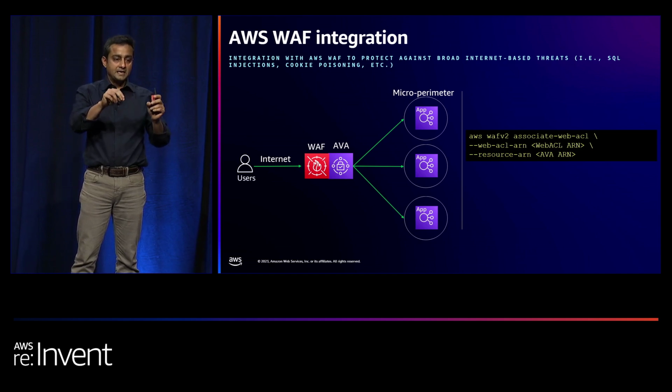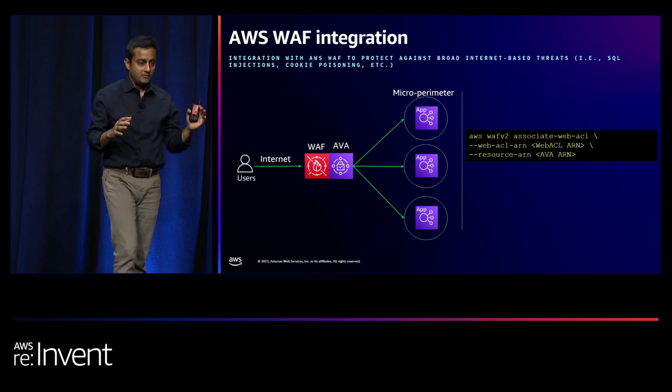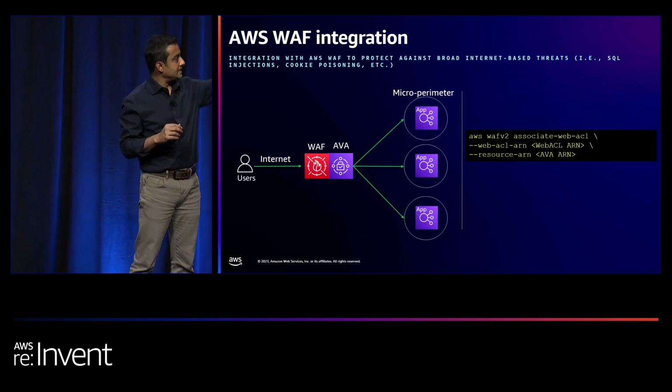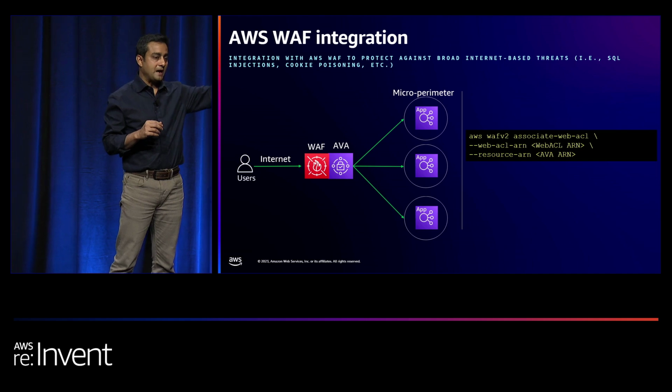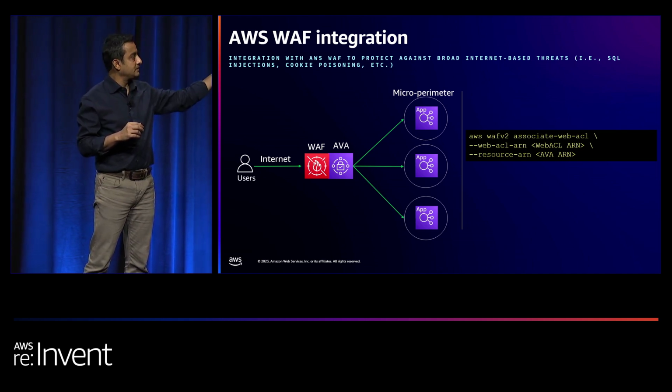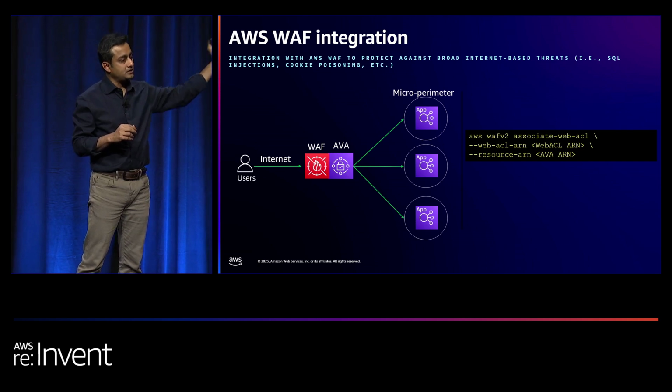to combine the fine-grained policies of zero trust with a broad, strong perimeter. So now they want to build a strong perimeter and filter out broad internet threats like SQL injection and malware. That's why we integrated with WAF. Now you can just associate a web ACL to AVA, and all the traffic coming to that endpoint is filtered through this web ACL.